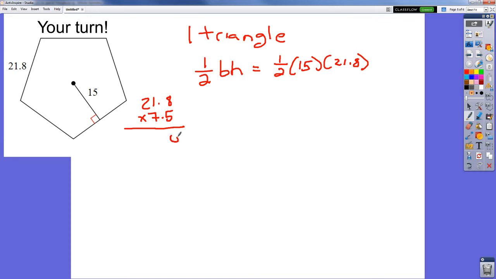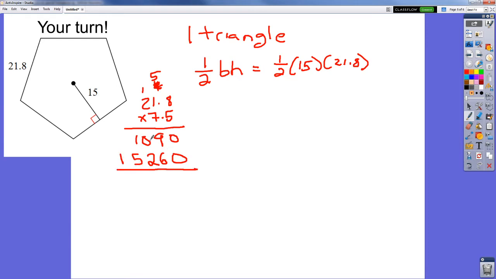8 times 5 is 40. 5 times 1 is 5, plus 4 is 9. 5 times 2 is 10. And then we do the second place. We're multiplying by 70, so we're automatically going to put a 0 in there. 7 times 8 is 56. Don't want to have that 4 confusing us anymore. 7 times 1 is 7, plus 5 is 12. 7 times 2 is 14, plus 1 is 15.